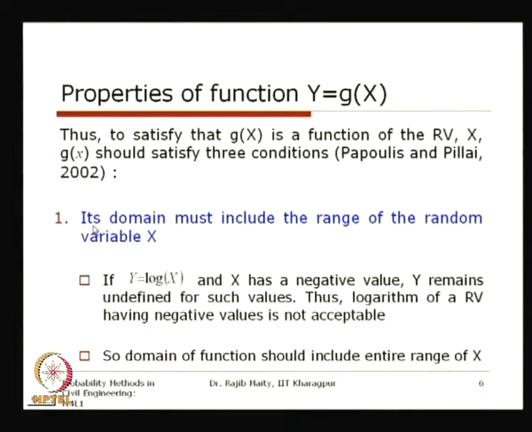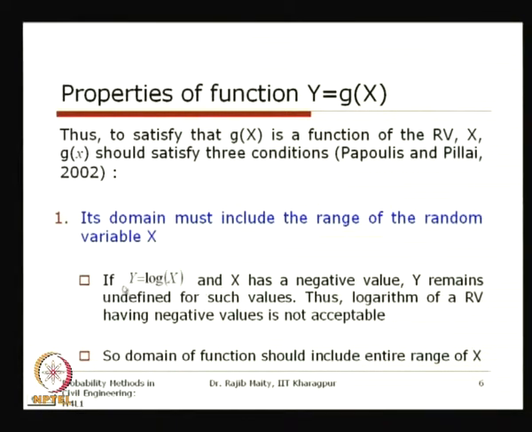The first condition is that the domain of this function g(x) must include the range of the random variable x. Whatever the support of this x is, that entire range of the random variable should be included in the domain of the function g(x).